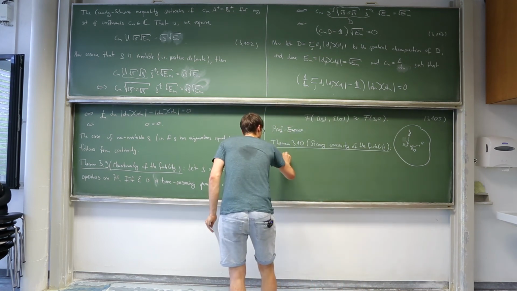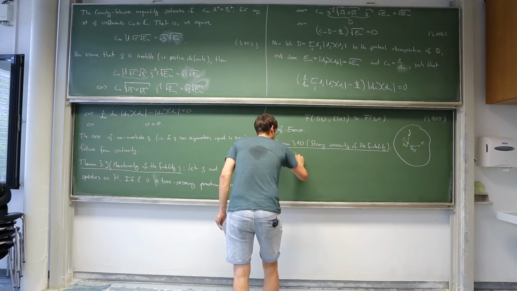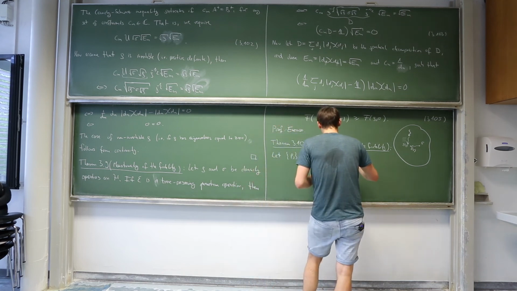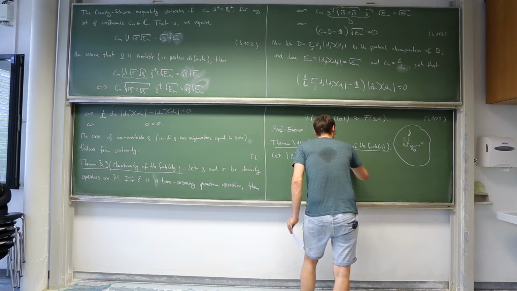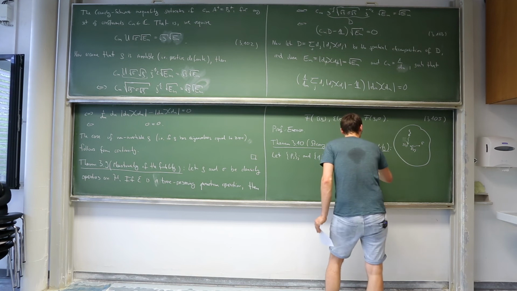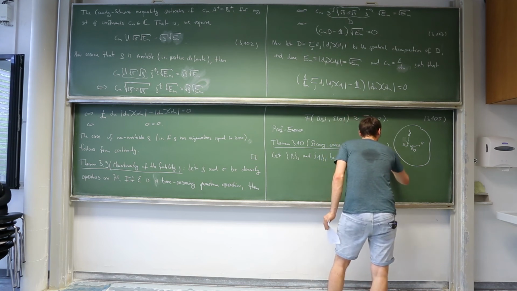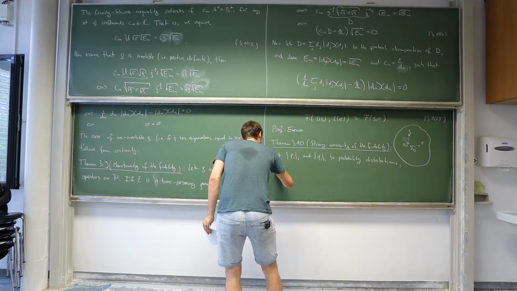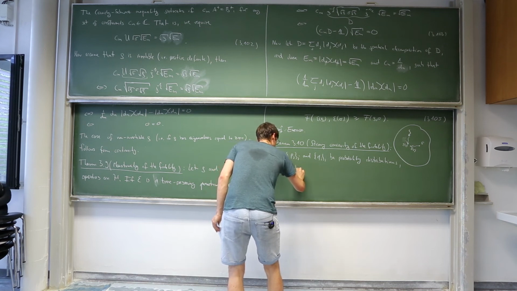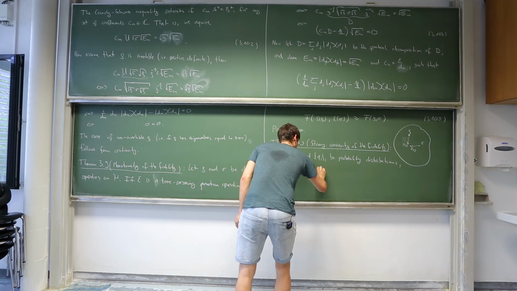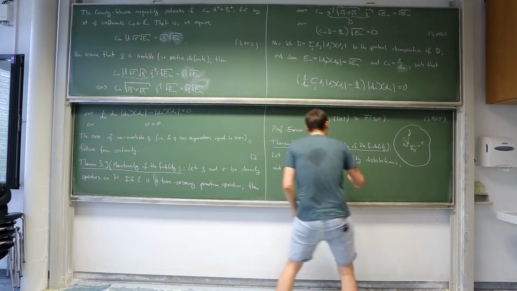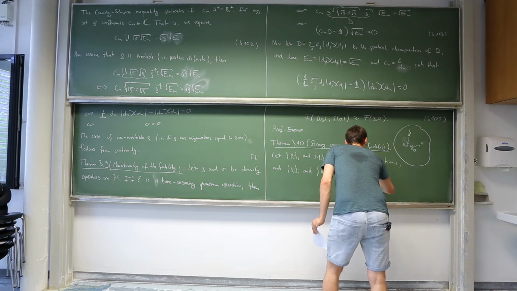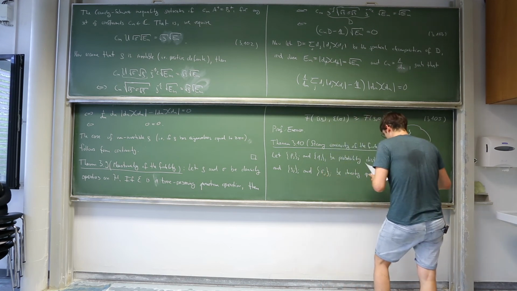So let p_j and q_j be probability distributions, and let rho_j and sigma_j be density operators on the same index set, or over the same index set.